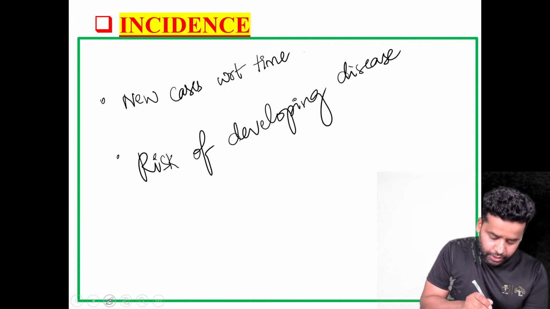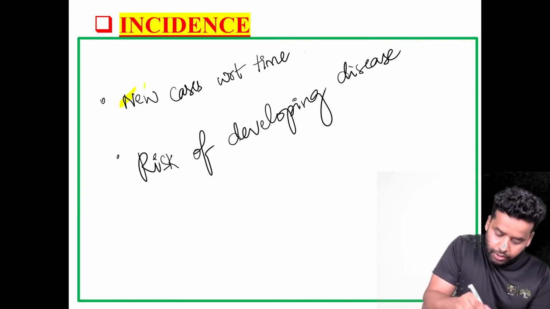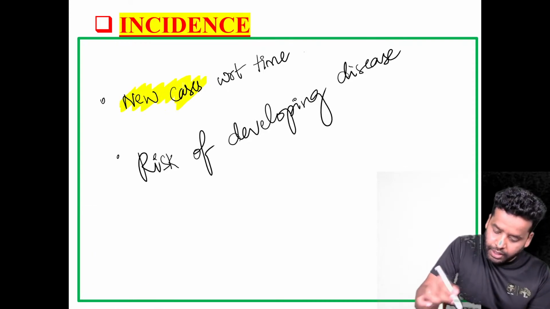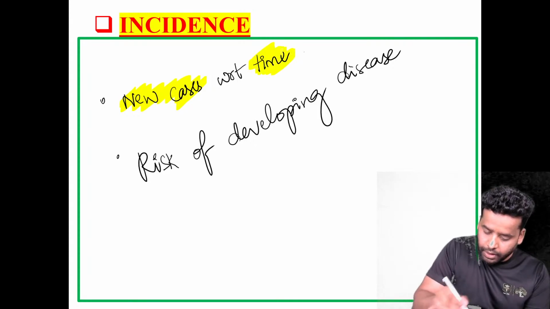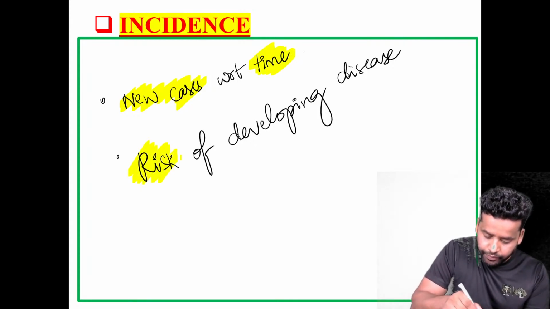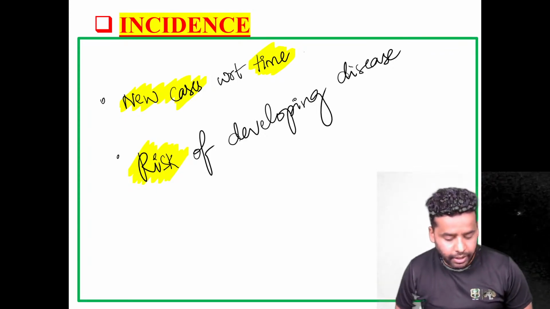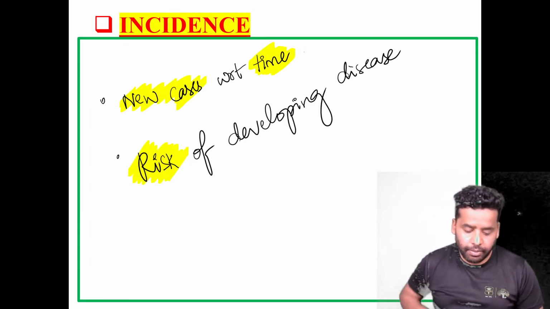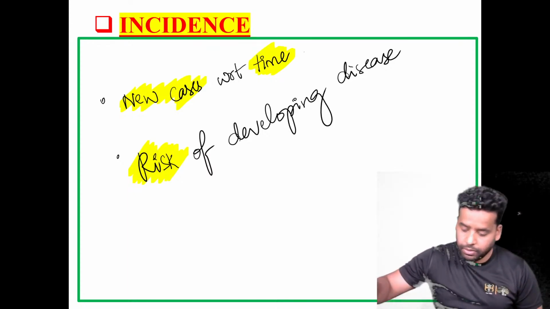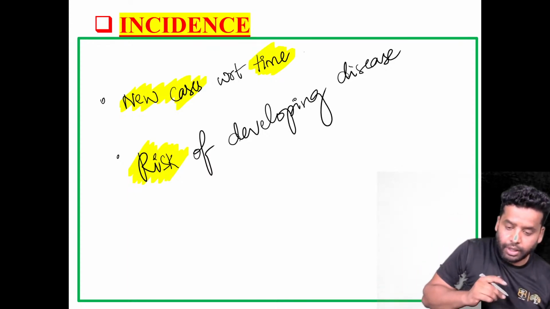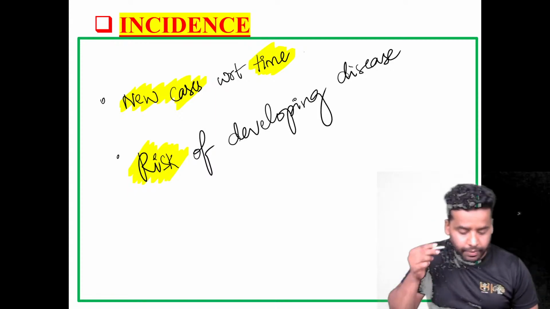Highlight the keywords. Highlight all the keywords. Highlight this word new cases. Highlight this word time. Highlight this word risk. Risk. Very, very important words I'm telling again. These are the clues in the exam when you are marking. So first write all these points. Then I'll tell how to calculate, what is the formula.